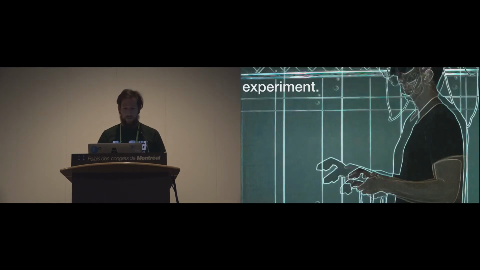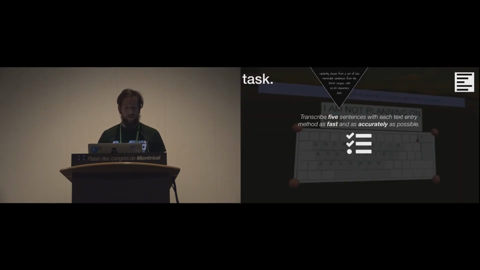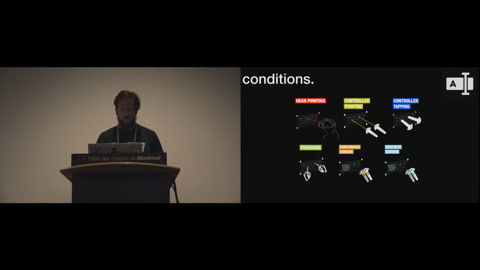So we come to our experiment. The task of our experiment was to transcribe 5 sentences with each text entry method as fast and as accurately as possible. All sentences were randomly chosen from a set of 100 memorable sentences from the N1 corpus, with 20 to 28 characters each. Here again are the conditions we looked at: head pointing, controller pointing, controller tapping, the freehand method, continuous cursor, and discrete cursor.